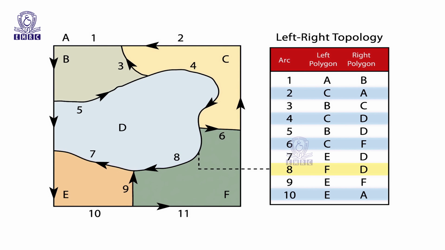So, in the table you can easily observe how many arcs are present and which polygons are adjacent to those arcs. So, for arc 1, we have the two polygons A and B adjacent. In a similar way, for arc 2, we have C and A adjacent to that arc.